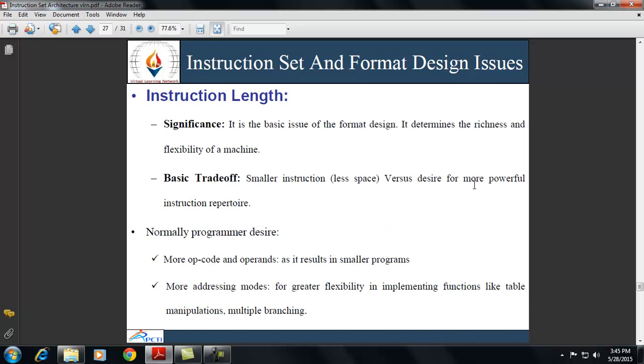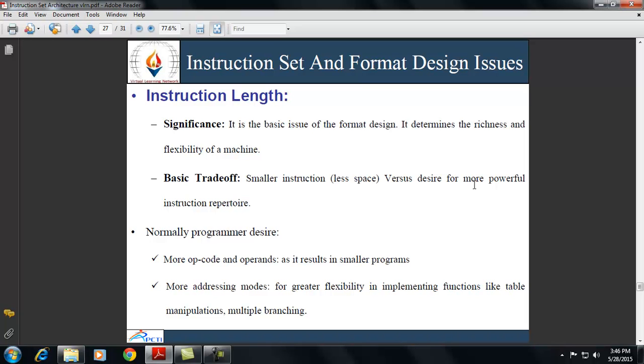The instruction set and format design issues also contain the instruction list. Now, what is the significance? It is a basic issue of format design. It determines the richness and flexibility of the machine and basic trade-offs, that is, smaller instruction versus desire for more powerful instruction. Normally, the programmer desires more opcodes and operands as it results in smaller programs, and more addressing modes for greater flexibility in implementing functions like table manipulation, multiple branching, etc.